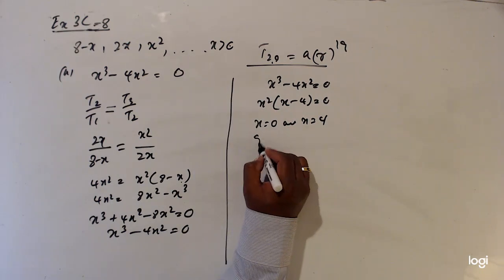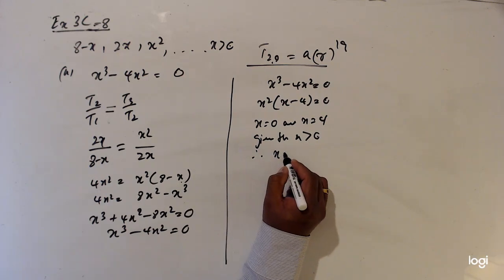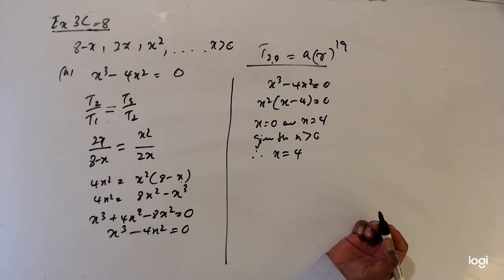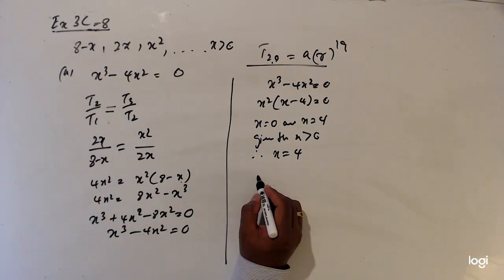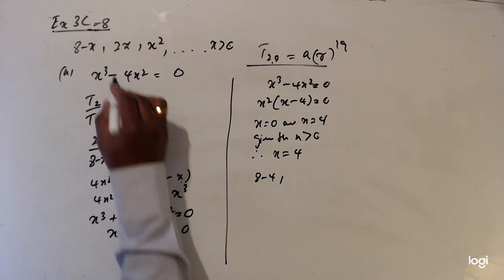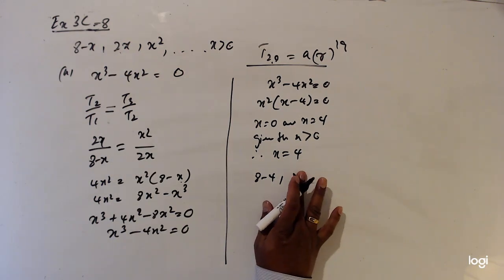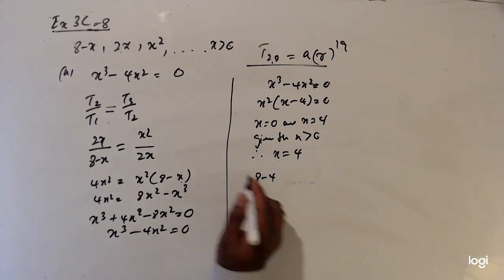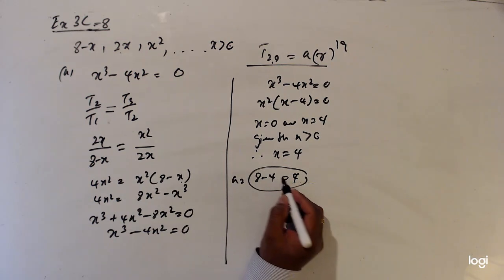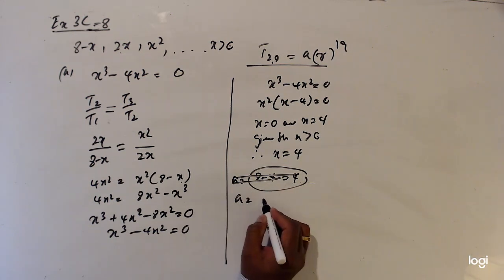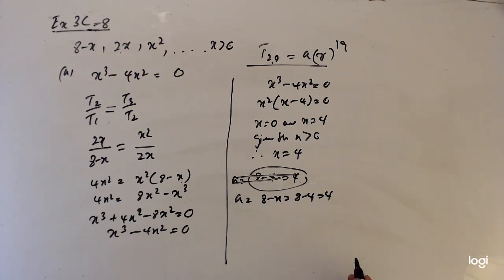But given that x is greater than 0, hence the answer is x equals 4. So when x equals 4, we can write 8 minus 4, 2 times 4. Actually, we don't need to know the other terms. 8 minus 4 is 4. So this is the first term. We'll write nicely: a equals 8 minus x, so 8 minus 4 equals 4.